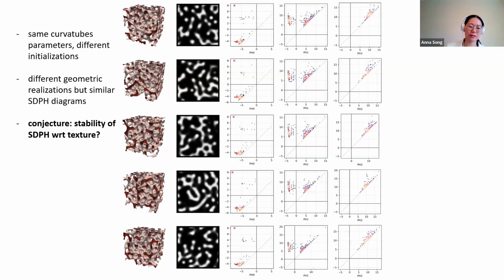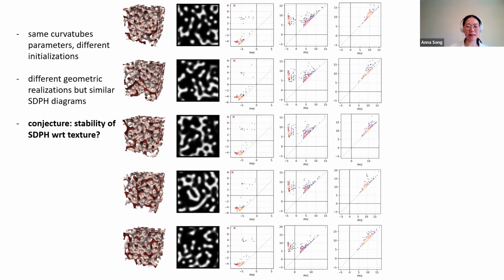Here I'm showing some shapes also synthetically generated, however, based on the same generation parameters, so that the texture is the same or very, very similar. And not surprisingly, but the good news is that SDPH will be blind with respect to the actual geometric realization of the shape, but the information that SDPH captures is the texture of the shape through the persistence diagrams. And as you can see, they are looking quite alike.